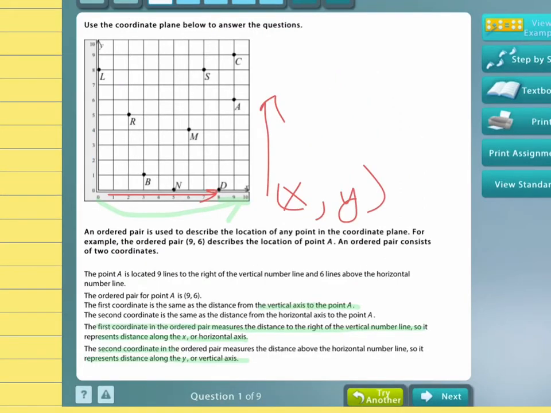Looking at Think Central, the second axis is the y-axis along the vertical, and the x-axis is the horizontal. So just remember x first, y second.